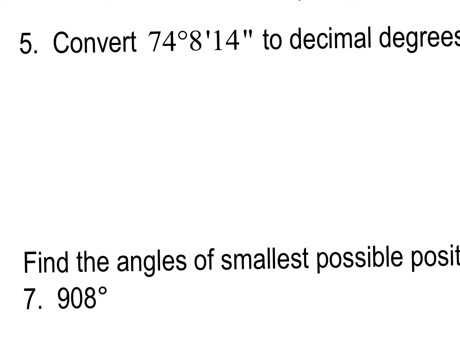So this is kind of a weird thing, but all of these are going to be done similarly. I'm going to just do one quick example with you to show you how this works. But 74 degrees, and in order to convert it to decimals, what we need to do is change this 8 minutes into a fraction, which is 8 minutes out of 60 minutes in an hour, which is kind of weird. And then same thing with seconds.